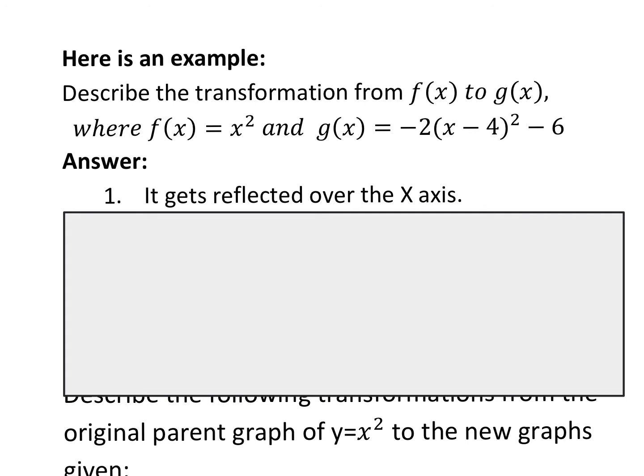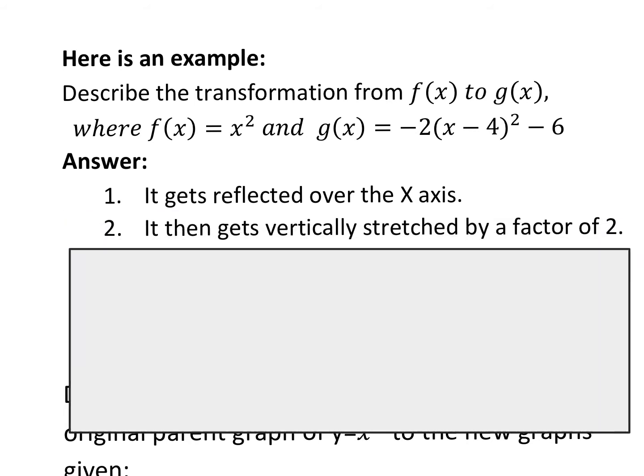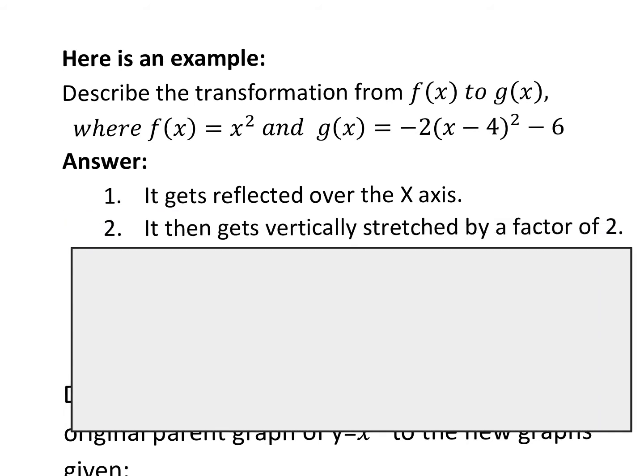So after that, we got to ask ourselves, does this parabola get vertically stretched or does it get vertically compressed? Or maybe it doesn't at all. But because the a value is 2 instead of 1, that means that it gets vertically stretched by 2. And that's the second sentence that you need to write down. It gets vertically stretched by 2. You could put by a factor of 2, or you could just put by 2. It doesn't matter to me. You don't have to write by a factor of.